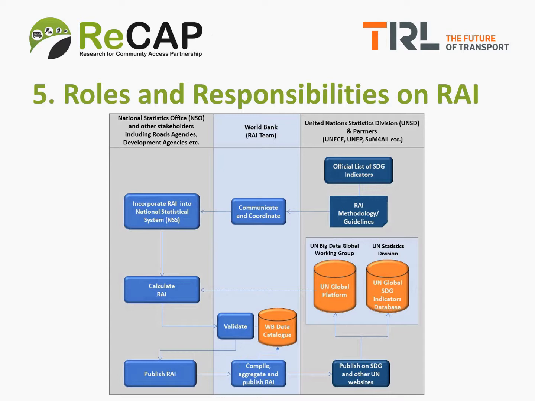Once validated, the NSO and stakeholders should publish the value internally within the country. The custodian will then publish on the World Bank data catalogue. World Bank will also report it to the UN, and the value then gets published on the SDG website and other UN websites. The World Bank data catalogue contains many other resources relating to RAI, including all reports, any data and calculations submitted by countries, supporting documentation, and any analyses of RAI.